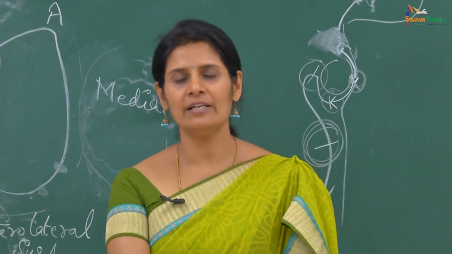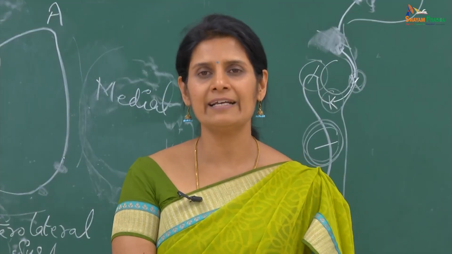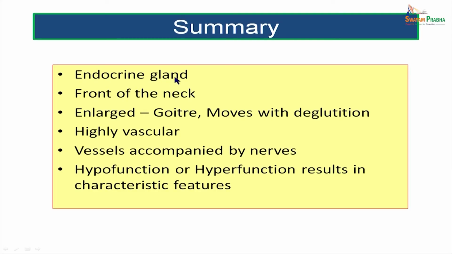Now, coming to the end of the lecture, we are going to summarize what we spoke about. Thyroid gland is a unique endocrine gland which is going to manufacture, store and release its hormones as and when required by the body. It is present in front of the lower part of the neck. So, any swelling in the midline in the lower part of the neck, you have to rule out thyroid disorder. When enlarged, it forms what is called goiter, which moves with deglutition, one of the features which has to be looked for to rule out thyroid enlargement.